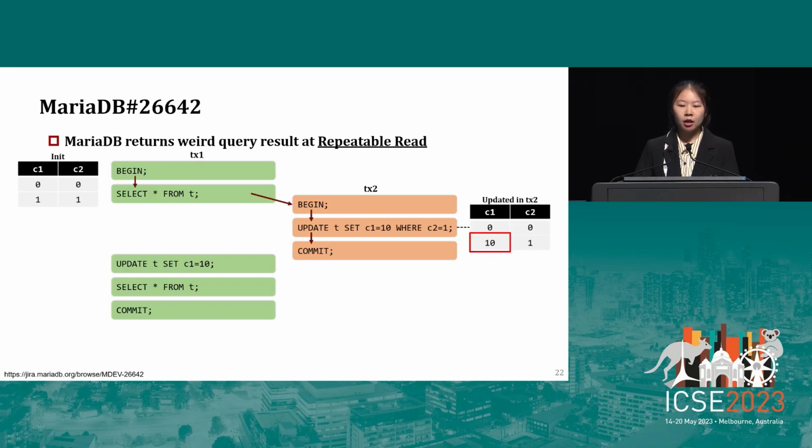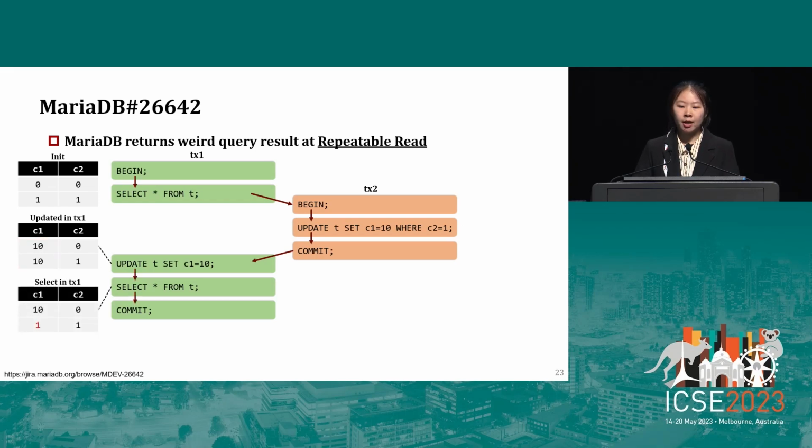In the test case, two transactions modify the init table concurrently. Red arrows show their execution order. After transaction 1 creates a snapshot at the first select statement, transaction 2 updates column C1 in the second row as 10 and commits. Transaction 1 then updates column C1 in all rows as 10.